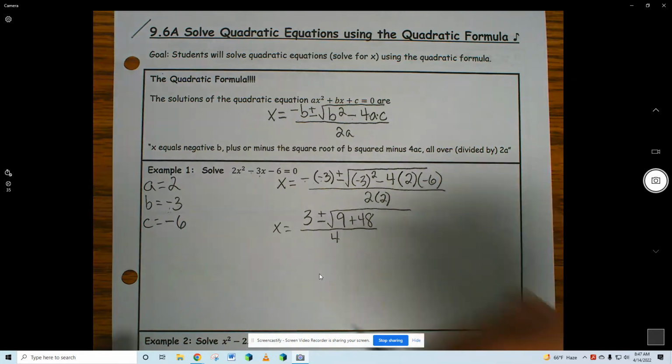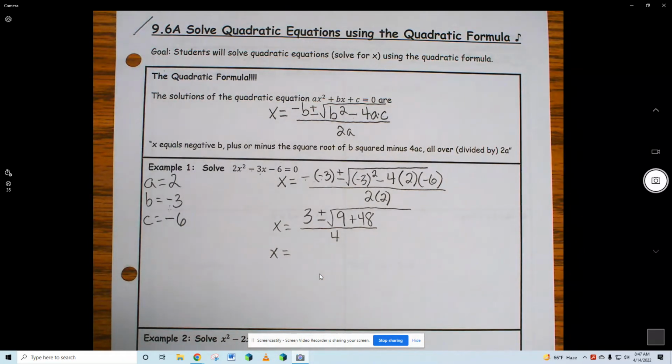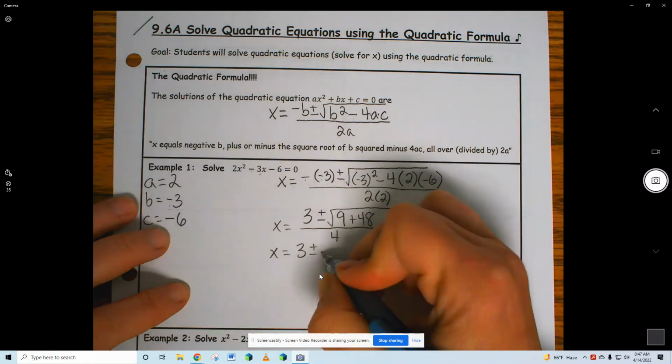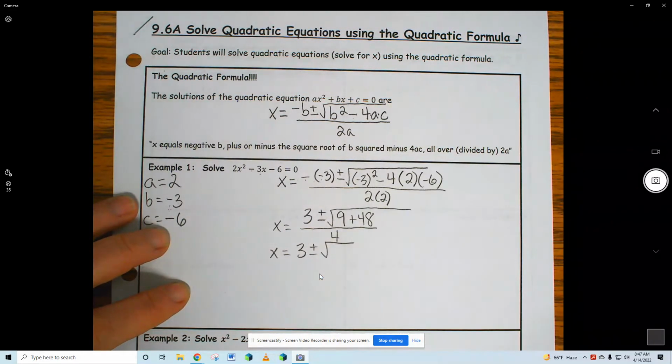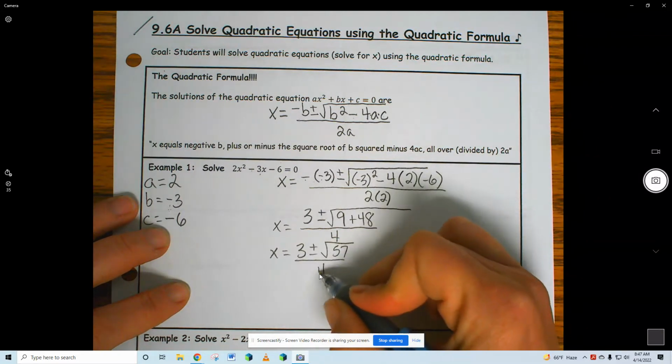Okay. Now, simplify where you can. You can add 9 plus 48. 3 plus or minus the square root of 57 divided by 4.